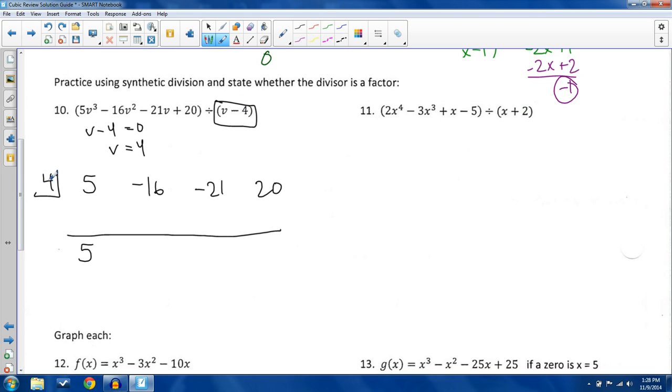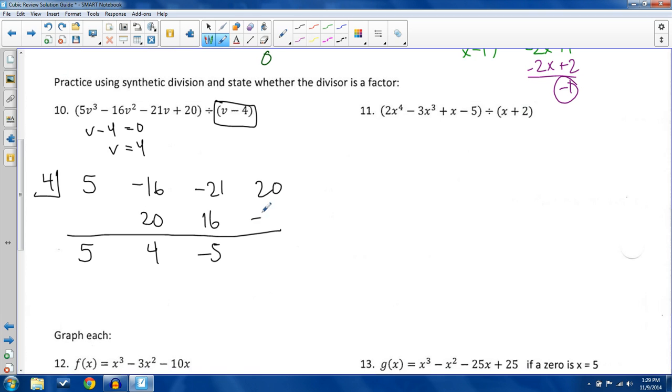In this case, I'm just multiplying this number by it and adding. So 4 times 5 is 20, and you're going to add. Negative 16 plus 20 is 4. Basically, I'm explaining more than what you actually have to do. You're just going to multiply this by here, place it here, that's 16, and then you bring it down.